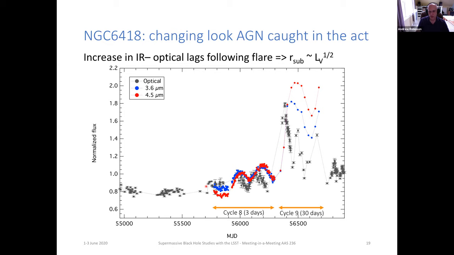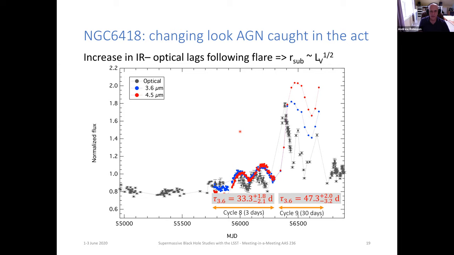Moreover, cross-correlation analysis of the cycle 8 and cycle 9 data show that the 3.6 micron lag increased from 33 days to 47 days, which corresponds to the square root of luminosity scaling. So the inner radius of the torus appears to have increased in response to the flare, and the optical spectra indicate that the extinction to the broad line region also decreased to essentially zero in that object.